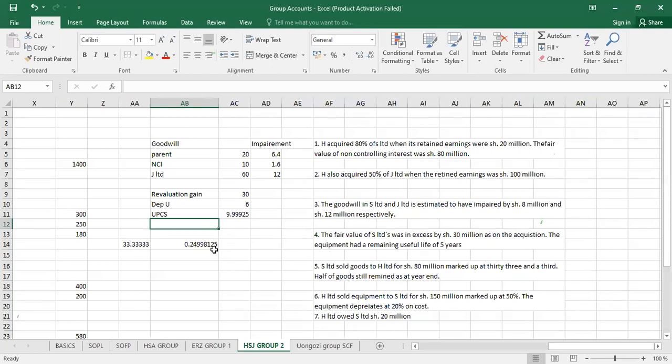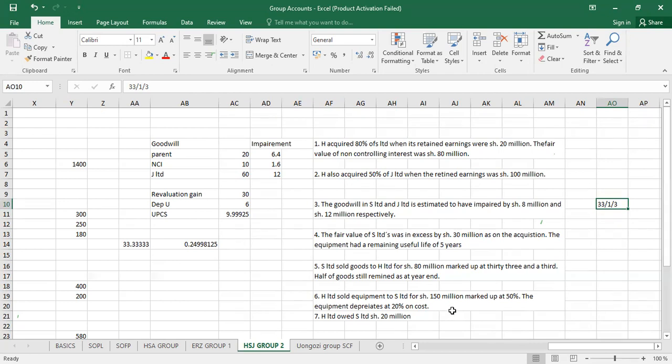So you change this to margin. This one is like 33.3%. 33.3 is like 33 over 100 in percentage. You change it to margin before you multiply.